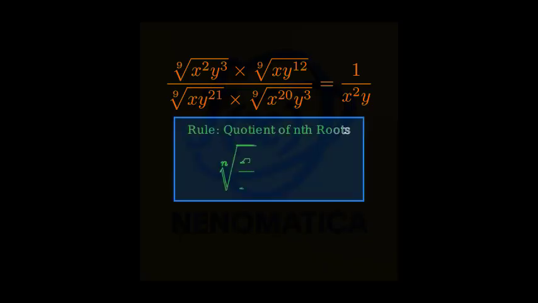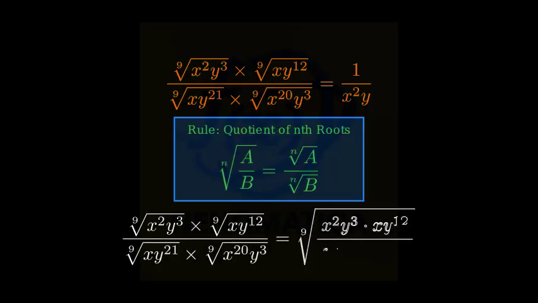Let's begin by combining all 9th roots into a single expression. We can use the property of roots that says, when multiplying expressions with the same root index, we can combine them under a single root symbol. This means we can rewrite our problem as the 9th root of the fraction with numerator x squared y cubed times x y to the 12th and denominator x y to the 21st times x to the 20th y cubed.